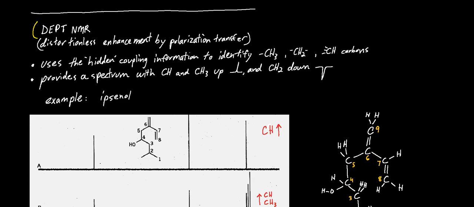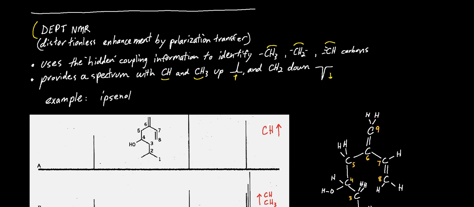So you get the coupling information that we talked about in the last video as being hidden information in decoupled C13 NMR. This will enable us to identify and distinguish, more importantly, methyls, methylenes, and methine carbons. The DEPT spectrum will often show carbons that are methines and methyls pointing up, while methylenes are pointing down. But there are very varied ways of doing this.